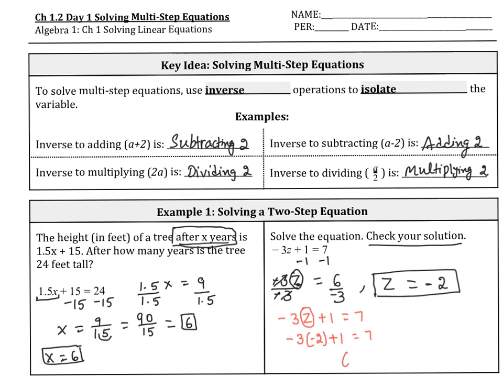6, now 6 plus 1 equals 7, which means 7 equals 7, and that comes out as true. And our checking is complete. So z equals negative 2 is our correct answer.